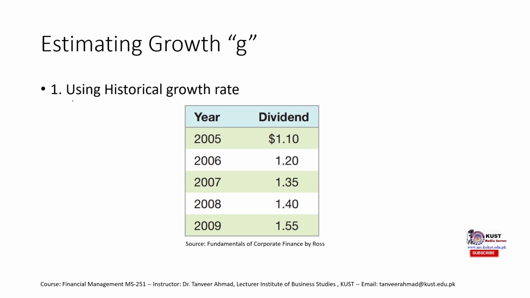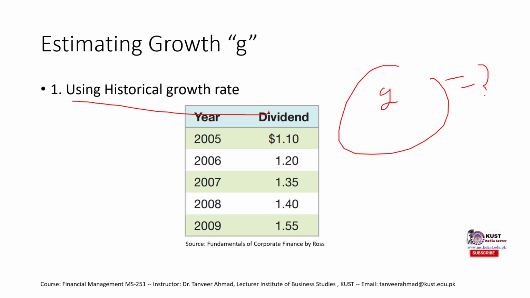We can estimate the growth using two methods. The first one is that we can use the historical growth rates. What does it mean? Let's say we want to find G. We do not know what G is for Lucky Cement, but we know that in 2005 Lucky Cement offered a dividend of 1.1. In 2006 it offered a dividend of 1.2 to its shareholders. In 2007 it was 1.3, in 2008 it was 1.4, and in 2009 it was 1.55. So we can find the growth here. And how do we find growth? It would be the current value minus the previous value, this whole divided by the previous value.